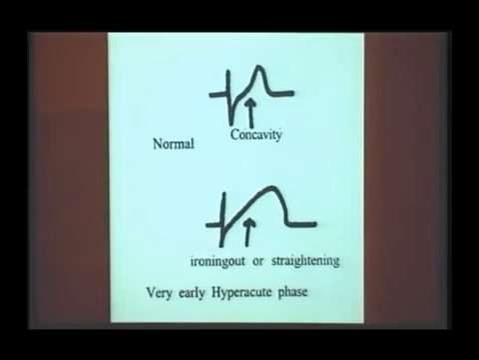The patient comes to you with half an hour chest pain, you take an ECG, here apparently the ECG will look normal because there is no significant elevation, there is no significant depression. It is only the subtle sign of the ironing out of this concavity, which is called slope elevation of ST segment. It's a very early hyperacute phase. I told you within few minutes of the total coronary occlusion you are going to have this change.